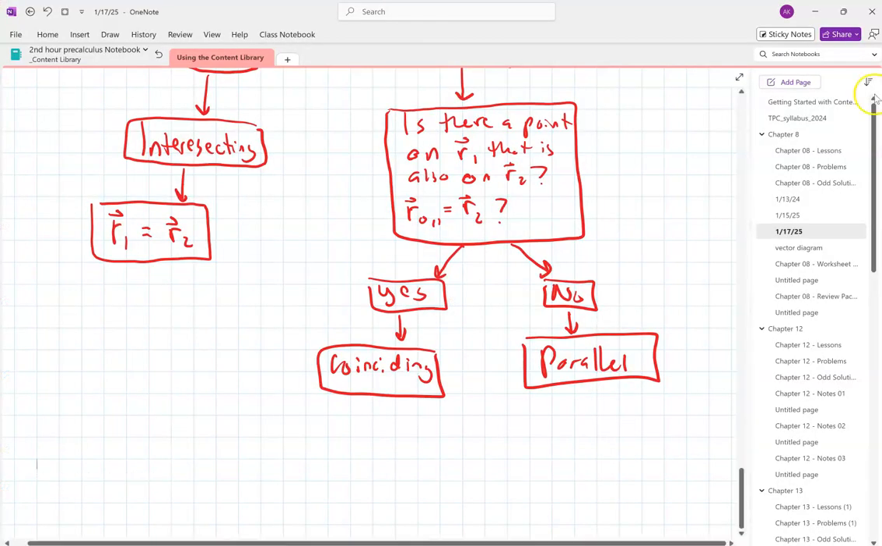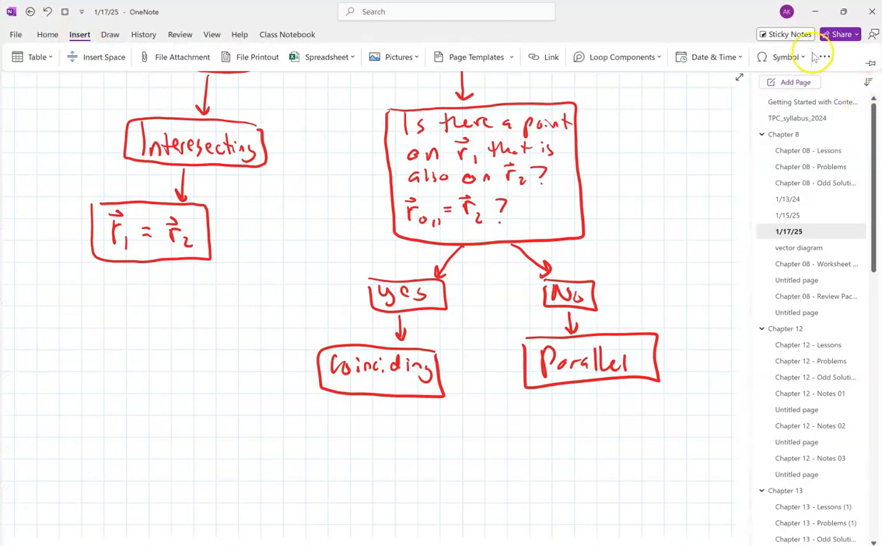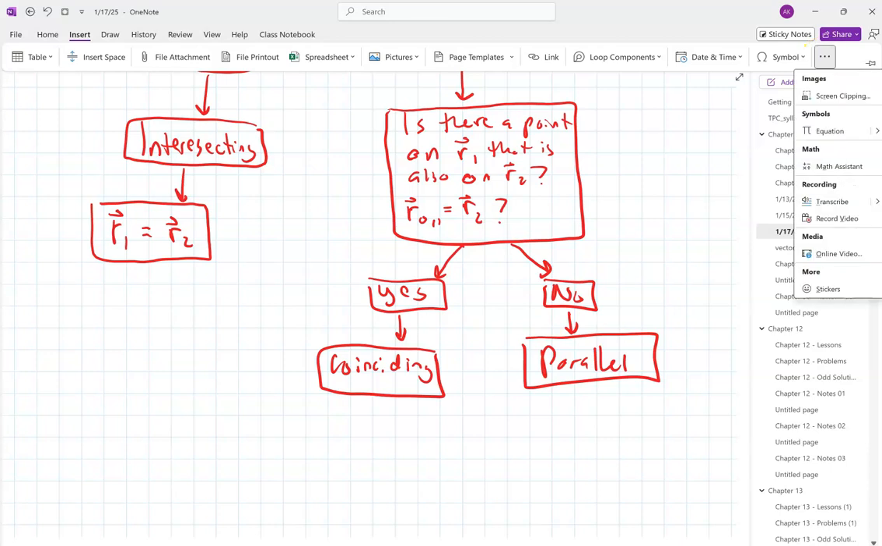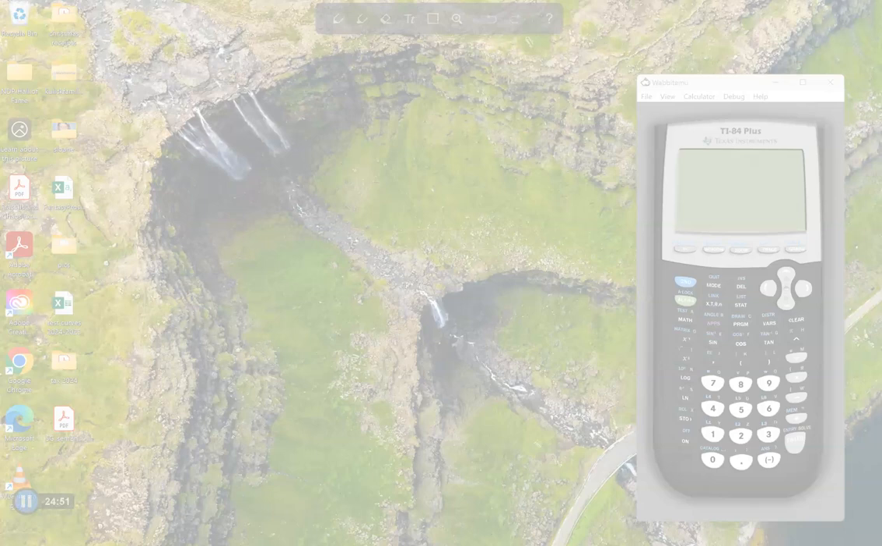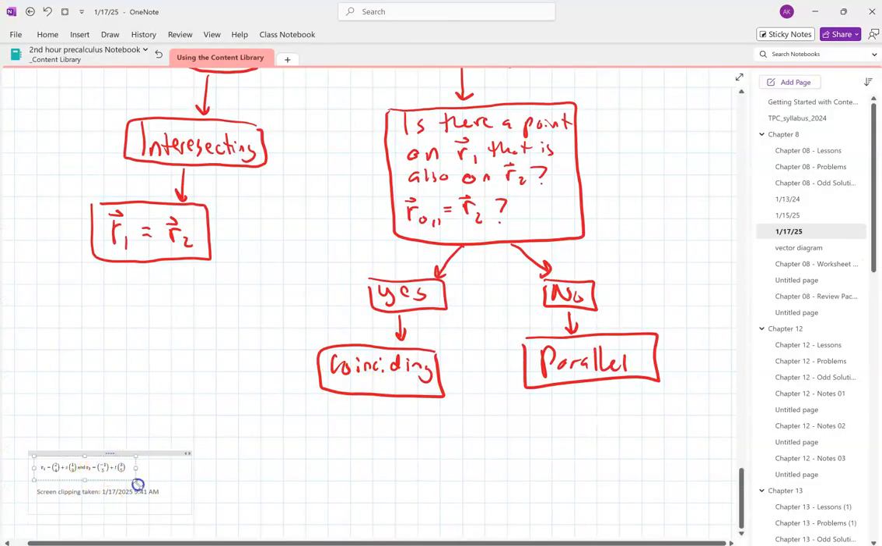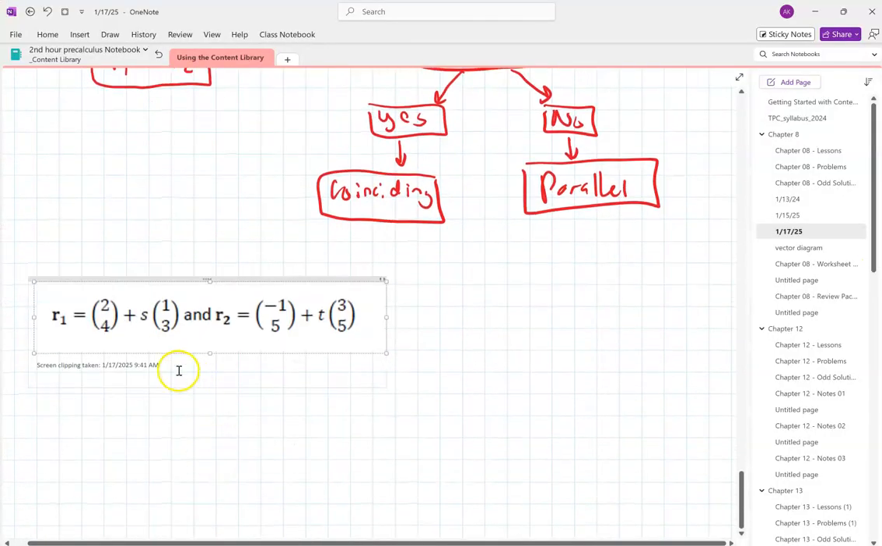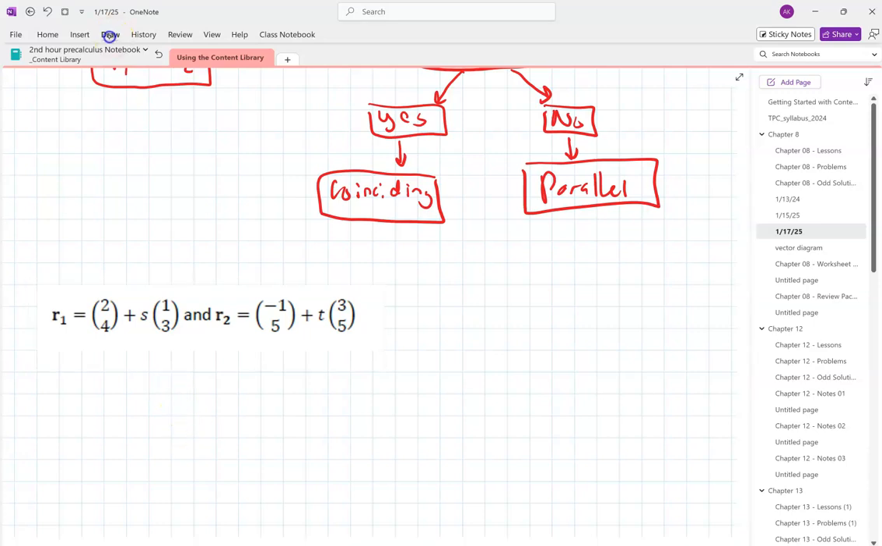Oops. That's not what to do. All right. Let's say we have this R1 and this R2. Okay?